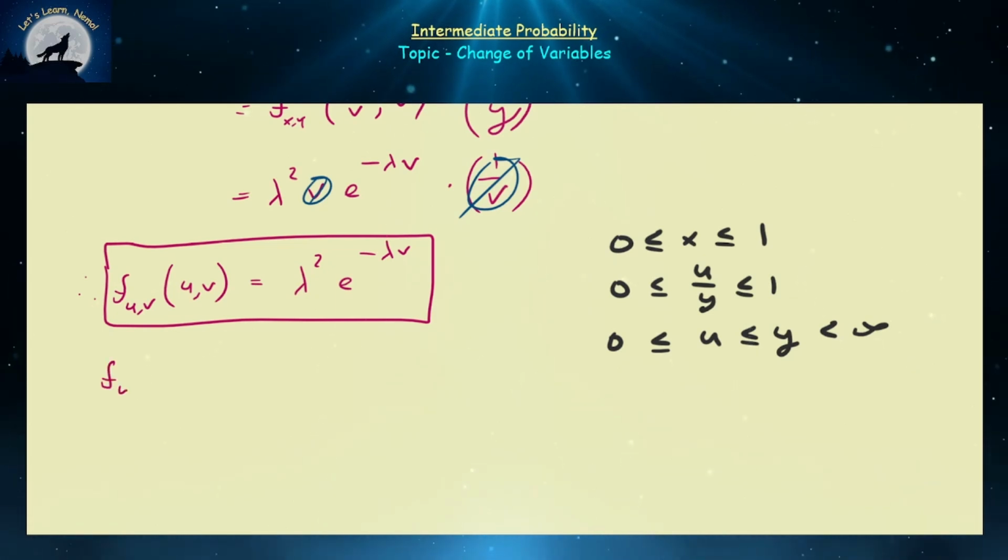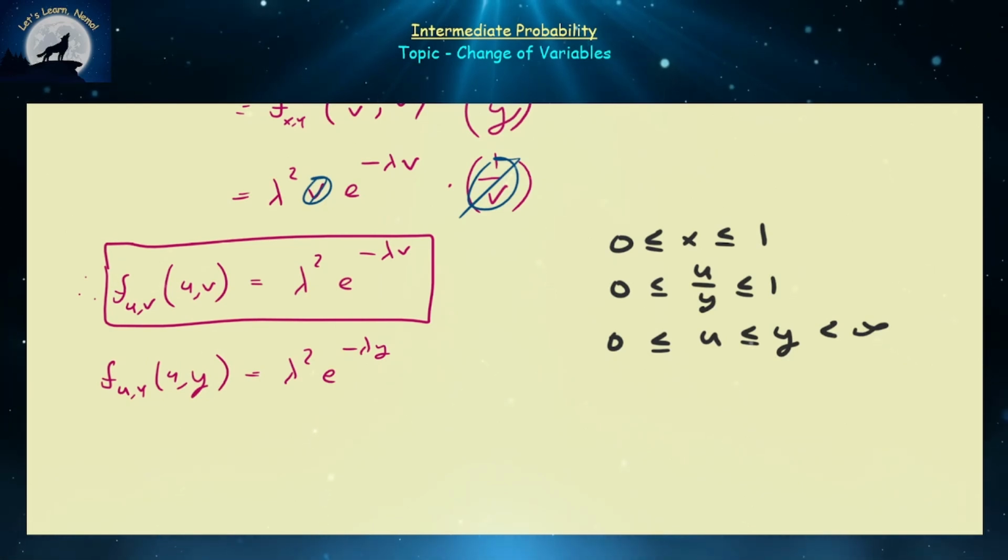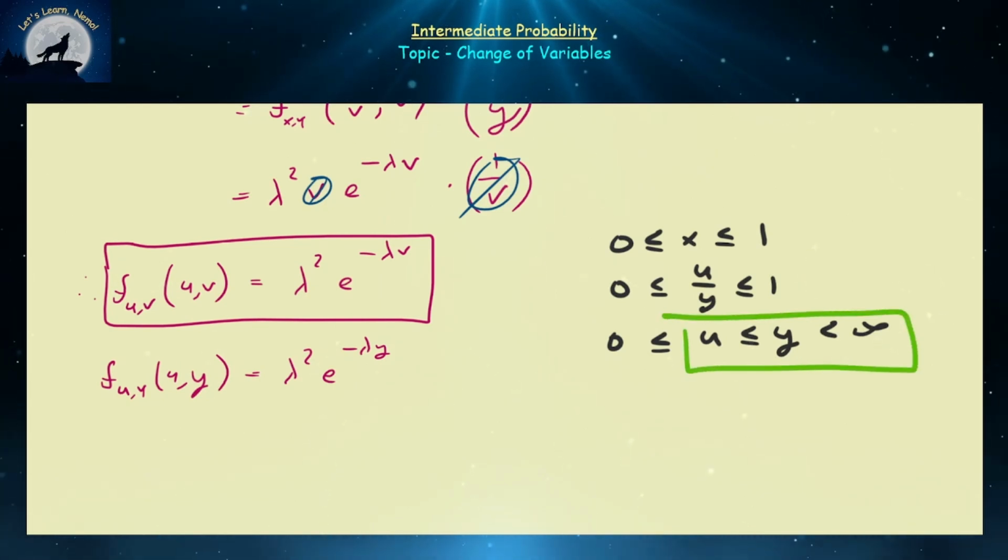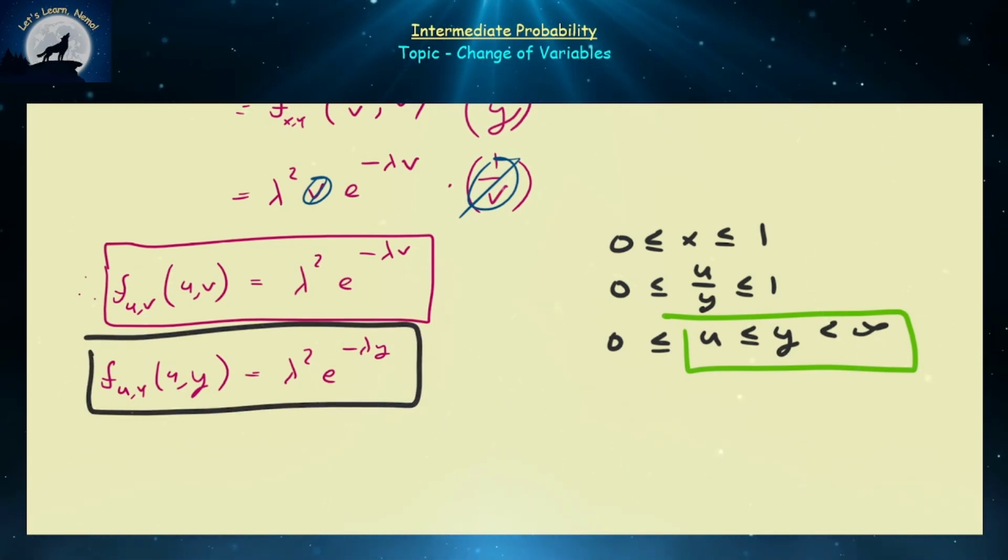So this is actually equal to f_UY, and that's going to be equal to lambda squared e to the minus lambda y. But where does y range from? Well, y ranges from u to infinity, not 0 to infinity. And that is very, very important because change of variables also takes into account the domain over which we're integrating, right? So these two components must be considered simultaneously.